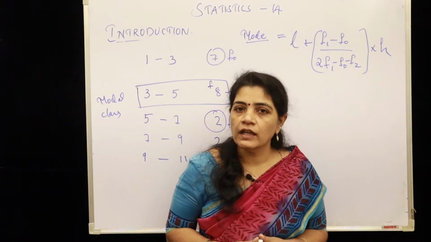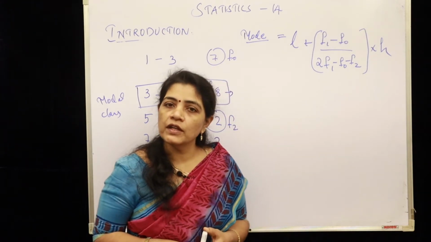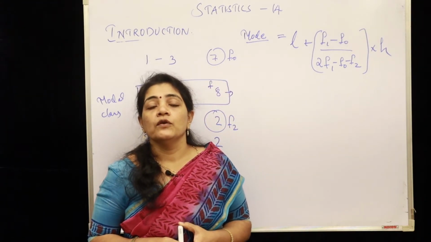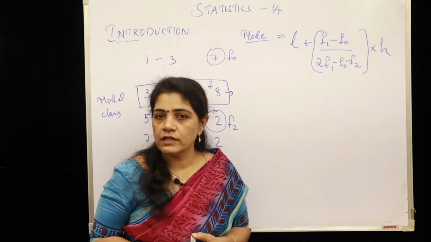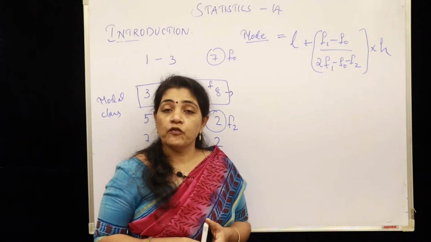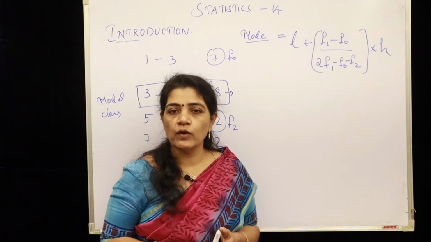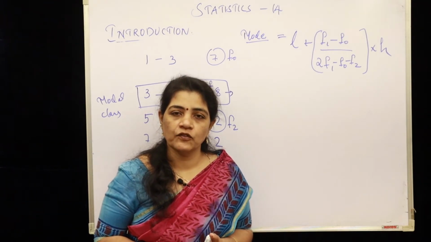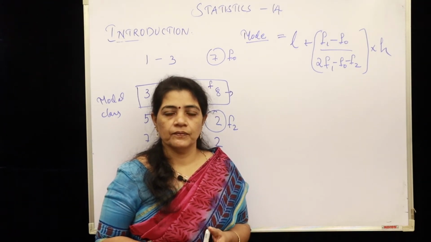So in order to find the mode of a continuous frequency distribution, you can apply this formula: mode is equal to L plus (F1 minus F0) divided by (2F1 minus F0 minus F2) into H.